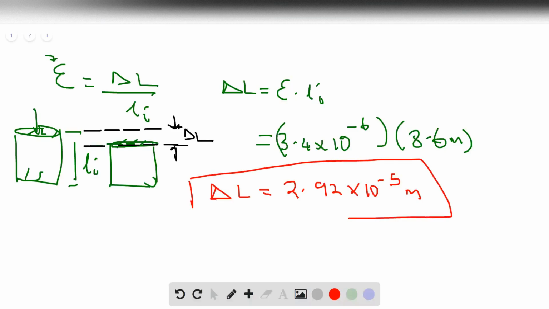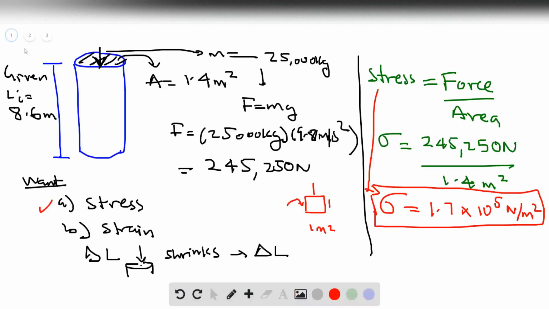So hope you enjoyed the problem. Just a quick recap. We have a force being applied on the marble column. It's pushing it and causing it to shrink by delta L. We also have to find the stress and the strain. The stress is kind of like pressure. It's this force being applied on a specific area. So we take the weight itself, which is 245,250 newtons, divided by the area, which is 1.4 meters squared. We get the stress, 1.7 times 10 to the fifth power.